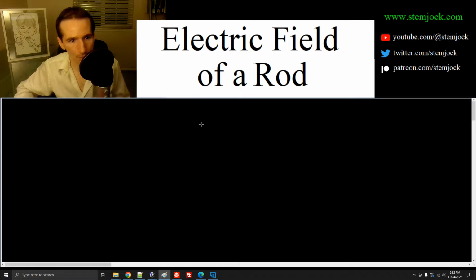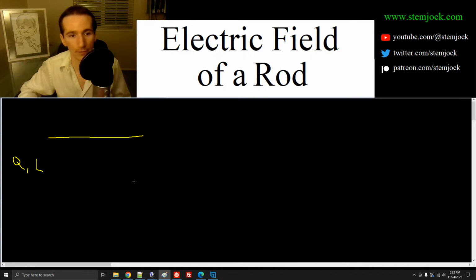Okay, so the first thing you want to do is draw the rod. It's just going to be a straight line, and it's going to have a total charge of capital Q and a length of capital L. Now, let's say we're interested in finding the electric field at some point in space. Call it x, y, z.